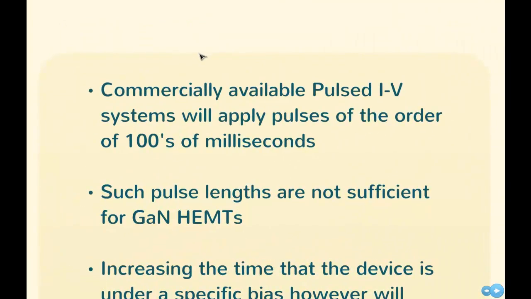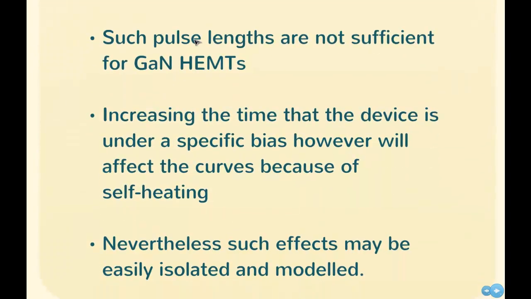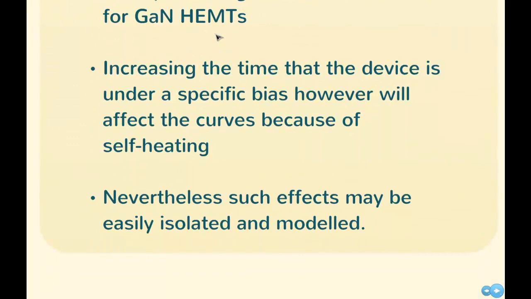Now, commercially available pulsed IV systems can do pulses of the order of hundreds of milliseconds. But if you have time constants for the traps of the order of seconds, tens of seconds, or hundreds of seconds, then you need longer pulses to identify them. However, this brings about the issue of self-heating, because you're keeping the device biased for longer, and hence it will heat up, and the curves will be affected by this heating.